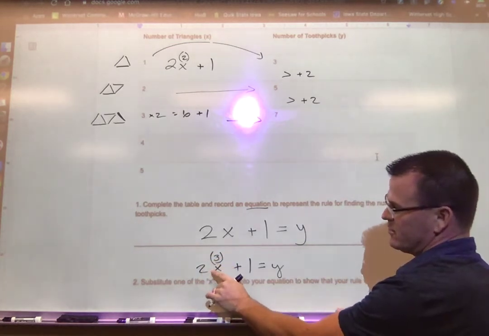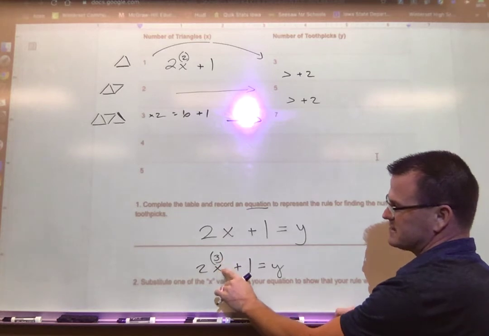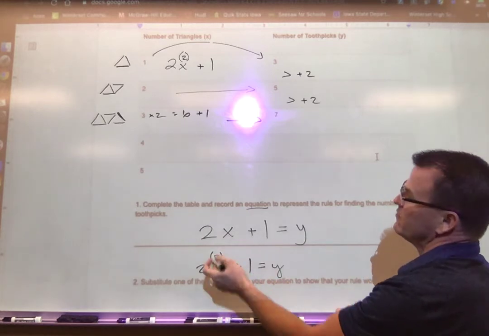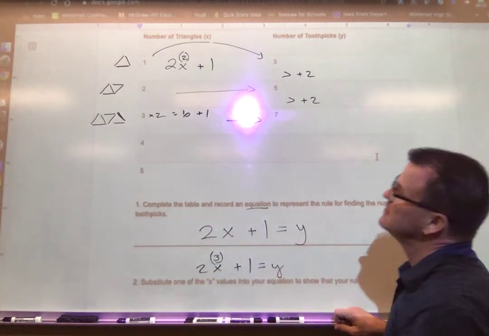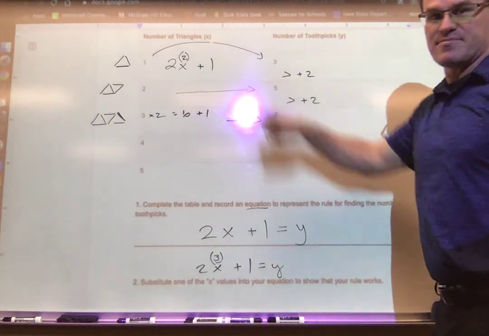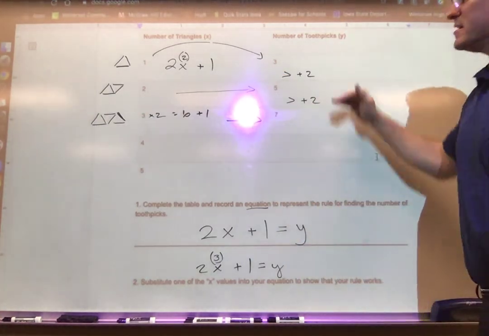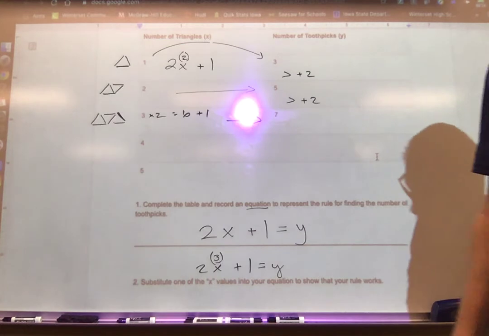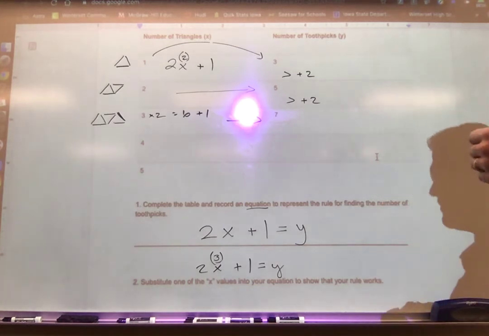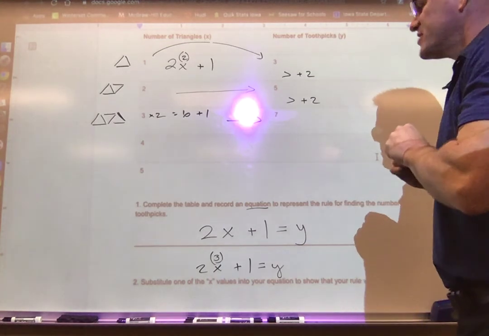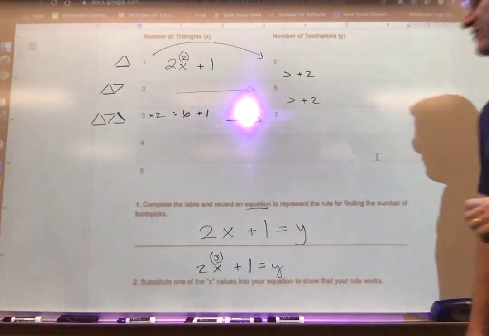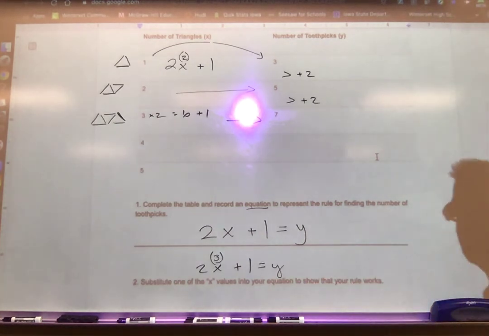Then follow your order of operations. 2 times 3 is 6, plus 1 is 7. And we know that's correct because it worked when I plugged it up in here and did the same thing. You usually want to test it with 2 or 3 of them to make sure it's correct, because sometimes it might work for one and not the other. So make sure you do that and substitute it in. And we found our pattern for this growing number of toothpicks to make this triangle pattern.